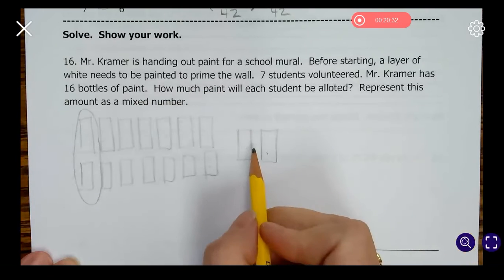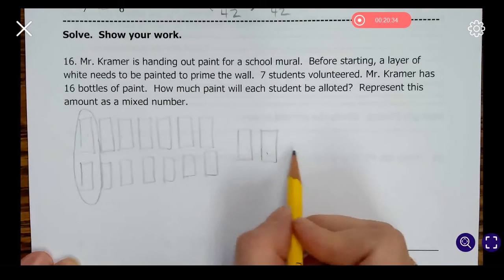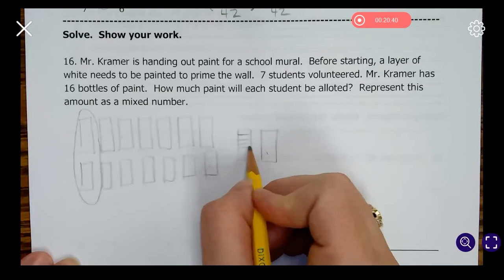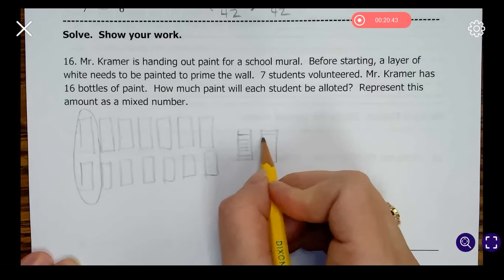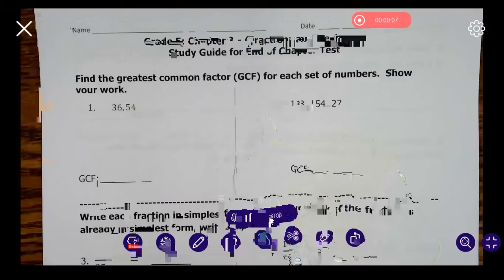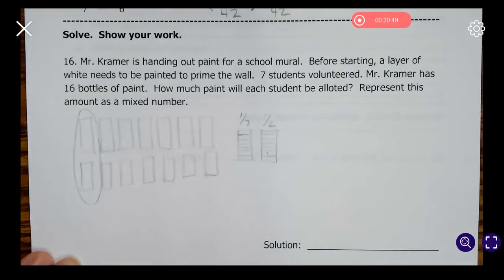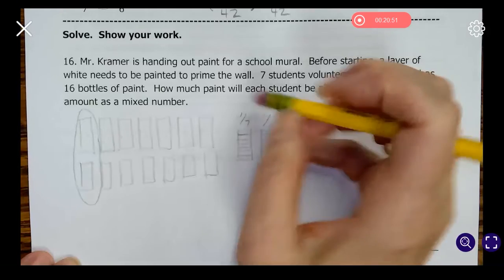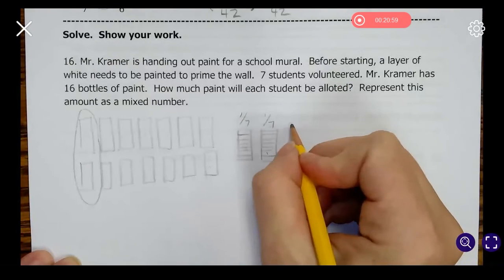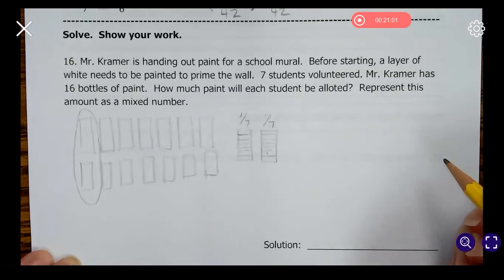And then we're going to have to divide this into 7, okay? So they're going to get 1/7 of this and 1/7 of that. So that's 2/7, okay, of a bottle. So that's 2 and 2/7 of a bottle, okay?